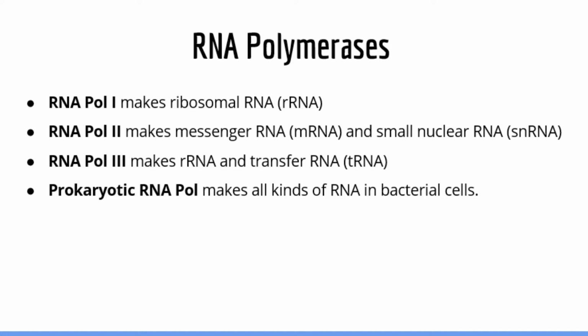Lastly, we have prokaryotic RNA polymerase, and as we said before, this is the only type of RNA polymerase in a prokaryote. This means that prokaryotic RNA polymerase can make all of the different kinds of RNA that we've described, that is, ribosomal RNA, messenger RNA, and tRNA. So probably the most important RNA polymerase to know is RNA polymerase type 2, because this is the type of RNA polymerase which makes messenger RNA.